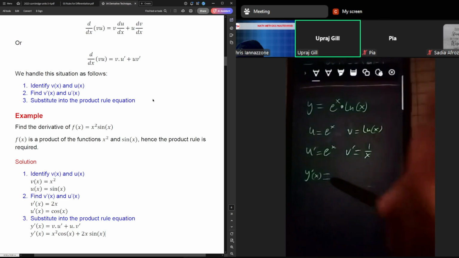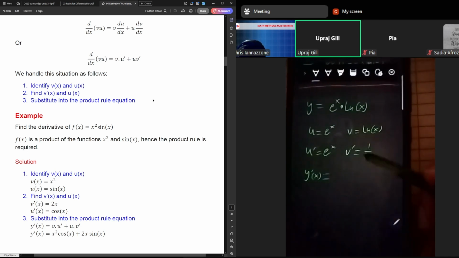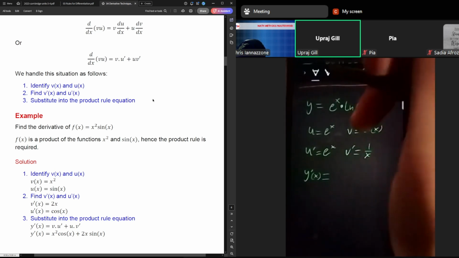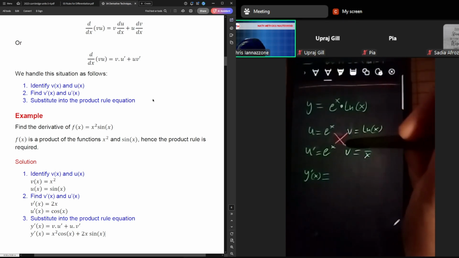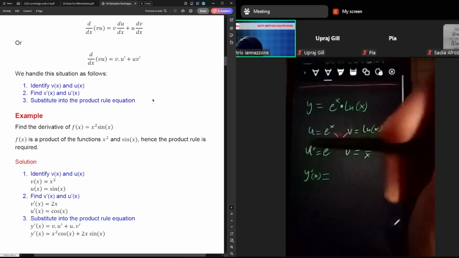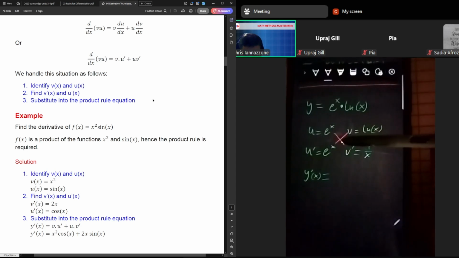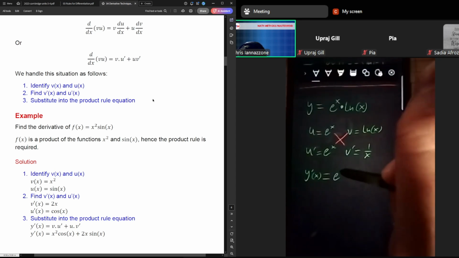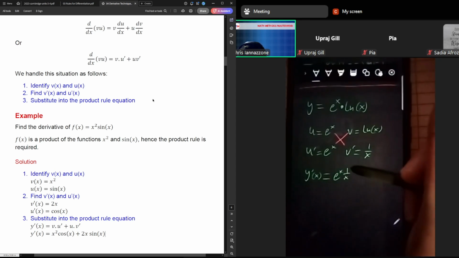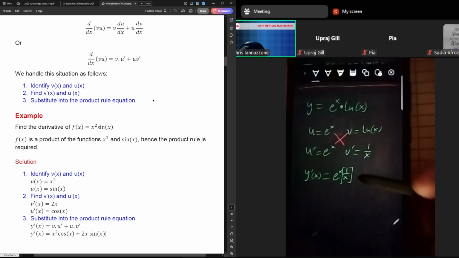Now, for the fun bit, how do I actually smack them together? We have to multiply u with v dash and then v with u dash and then add them together. Yeah, correct. So this is what's usually referred to as the cross product. If you align your notes in the way that I'm aligning them, it just means you multiply along the diagonals and you add the results. So you're going to have e to the x multiplied by 1 over x, plus, which separates them, e to the x natural log x.